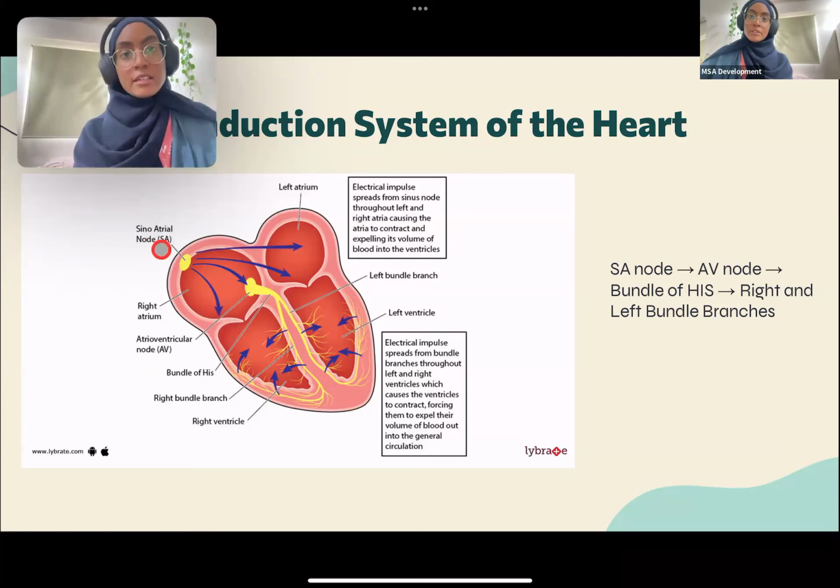So the SA node sends impulses to the atria and then to the AV node. After the AV node, it goes to the bundle of His, and then the right bundle branch and left bundle branch, and the ventricles then contract.